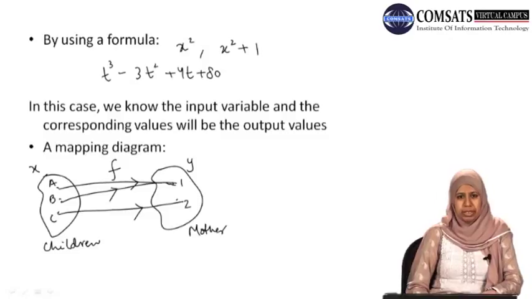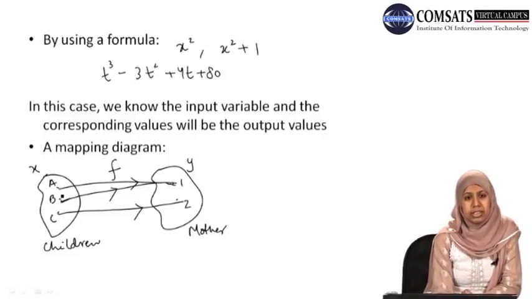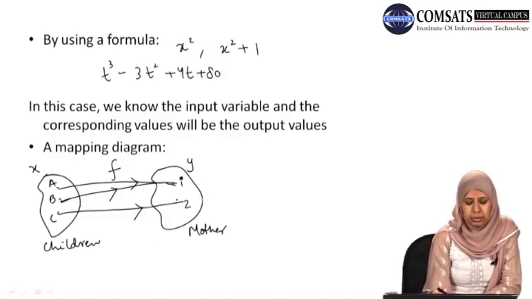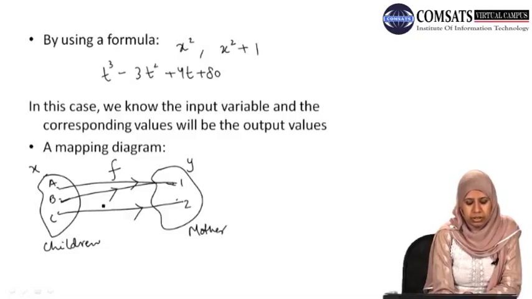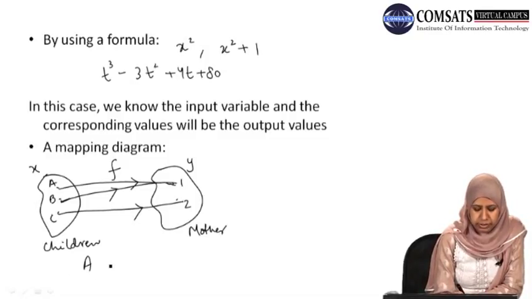Though we cannot write it mathematically easily, we can see with the help of the mapping diagram whether the given rule is basically a function or not. In this case, each input has only one output. If we look at our set of outputs, the set of mothers, a mother can have 2 children, but a child cannot have 2 mothers. So if A corresponds to 1, B corresponds to 1 and C corresponds to 2, then this mapping diagram represents a function.